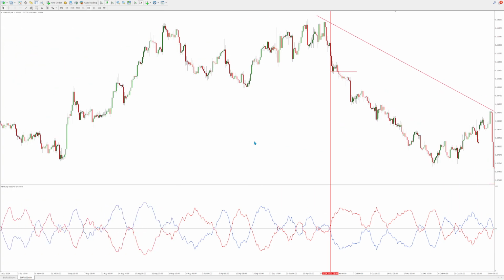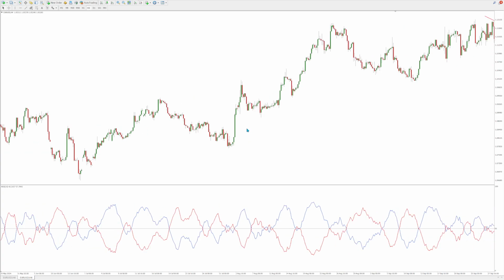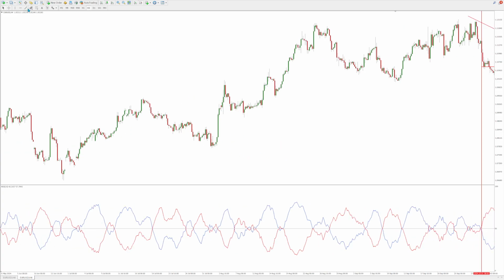So that's one way you can use it in a downtrend. In an uptrend, basically the same principles, but reversed. Okay, we can see the market's making these higher lows, so we know we're in an uptrend.